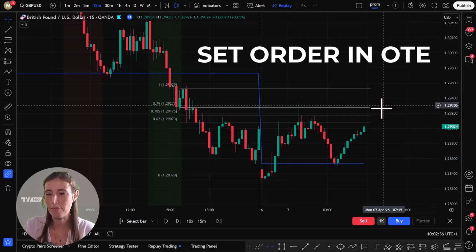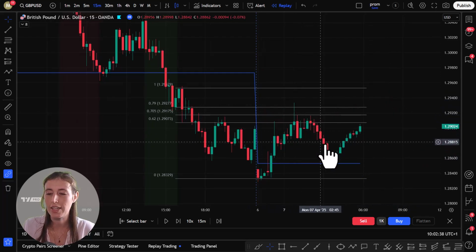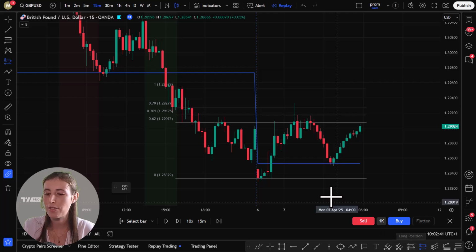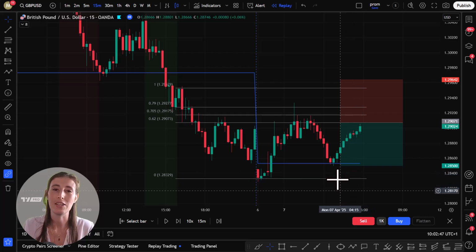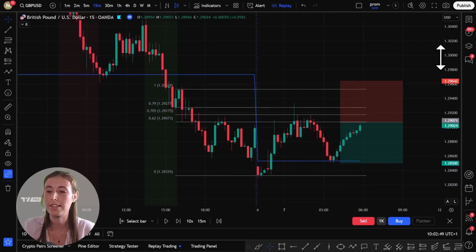So what exactly do I mean? Well, if you're looking at this chart here and you've drawn your fib, if you're a high risk taker, you may just decide that you're going to set a sell order at this lowest point here of the fib and set your stop and set your target and leave it to work itself out.